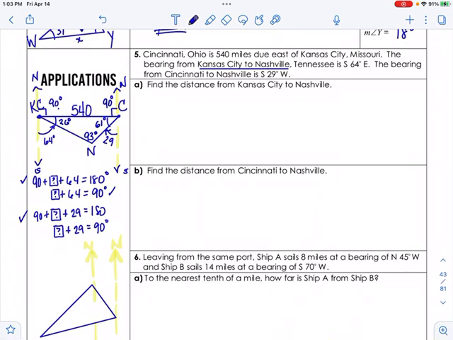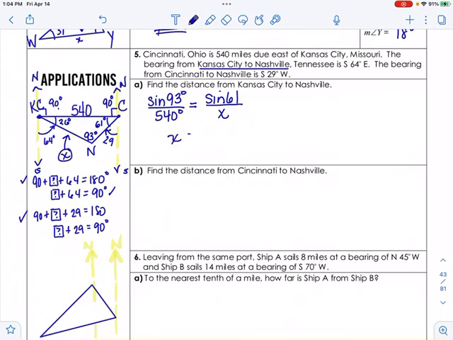Okay, find the distance from Kansas City to Nashville. So what we're going to do is set up the law of sines. Because, think about this, I have sine of 93 over 540, a complete ratio. So I can set that equal to sine of 61, and I can put that over x. Now do you see what x is going to be? Look at where 61 is. That's the prize. I want that side, so that's going to be my first x.